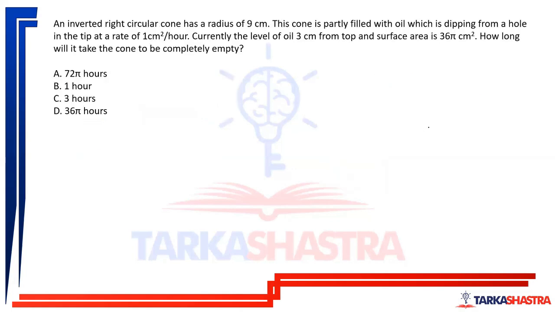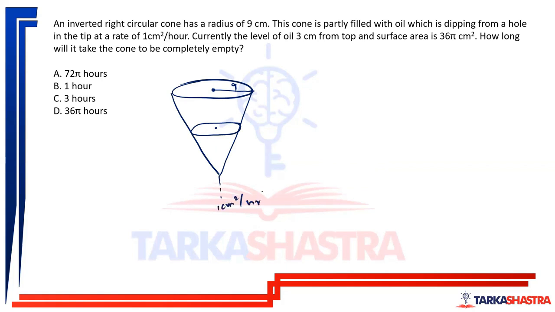Okay, moving forward. An inverted right circular cone has a radius of 9 centimeters. The cone is partly filled with oil, which is dripping from a hole at the tip at the rate of 1 centimeter cube per hour. So there is an inverted cone whose radius is 9. The cone is partly filled with oil which is dripping from the hole. So this is the hole and it is dripping at the rate of 1 centimeter cube per hour. Currently the level of oil is 3 centimeters from the top. So this is 3 centimeters from the top.